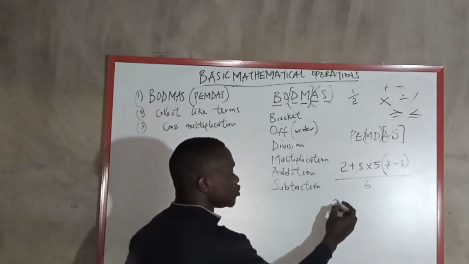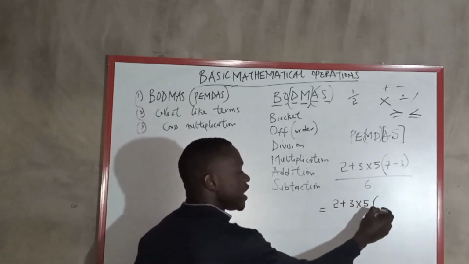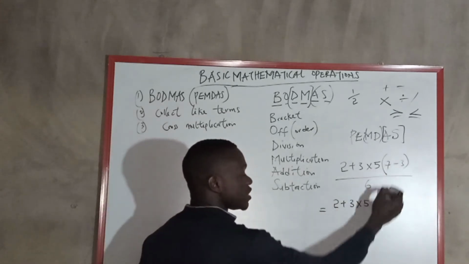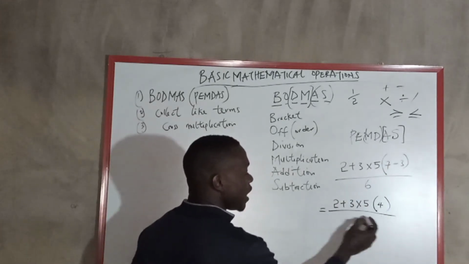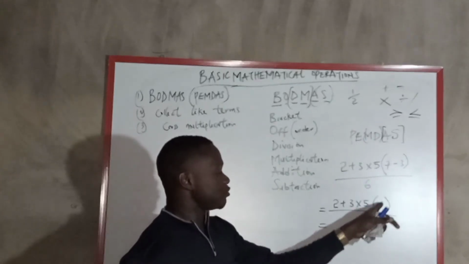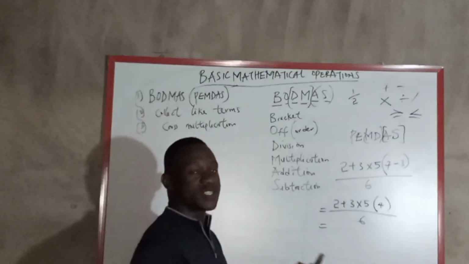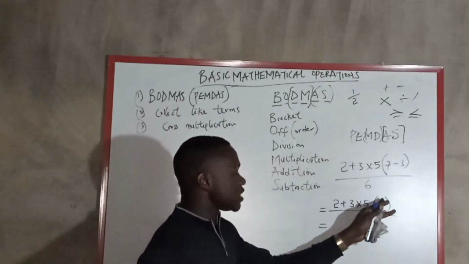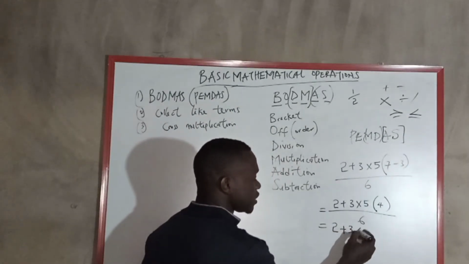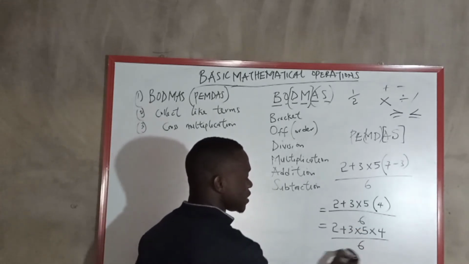So we bring down these two, we bring down the positive 3 times 5. Then we now consider the ones in the bracket. Now what is in the bracket? 7 minus 3. What is 7 minus 3? Have it as 4. Then over 6. Now this bracket, you just remove the bracket, change it to multiplication. Bracket is written as multiplication. So whenever you see a bracket, what it means is you multiply what is outside the bracket by what is inside the bracket. So we just change that to multiplication. We have 2 plus 3 times 5, then times 4, then over 6.